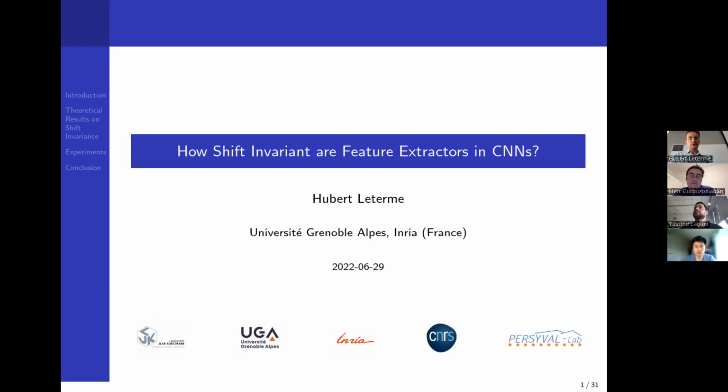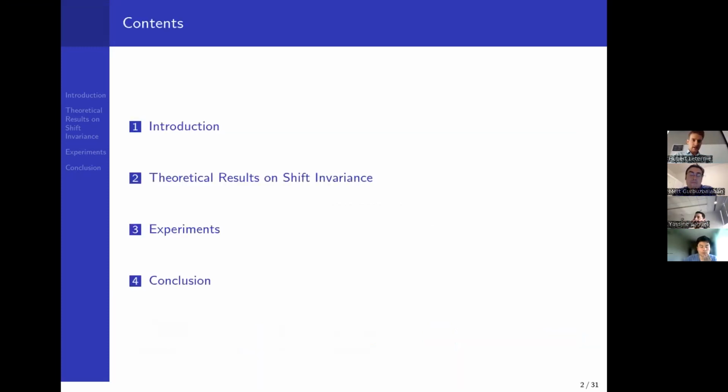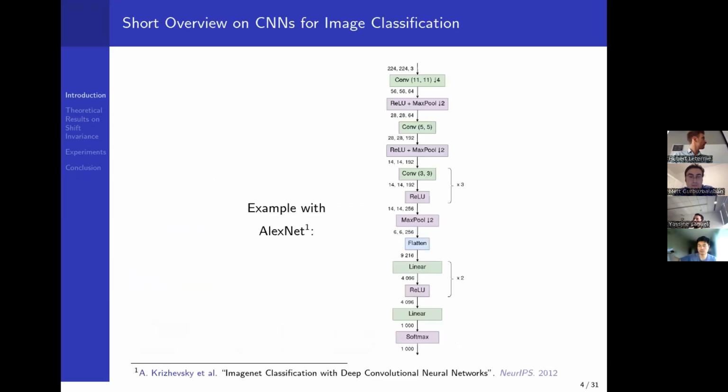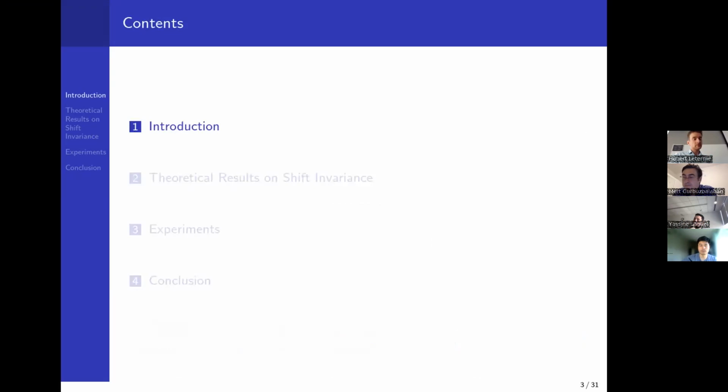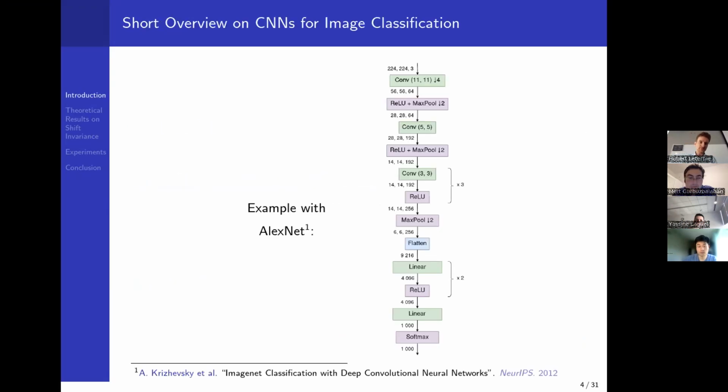During the talk, I will refer to this as CNN, which means convolutional neural networks. I will start with a short introduction about CNNs, a short overview on CNNs for image classification.